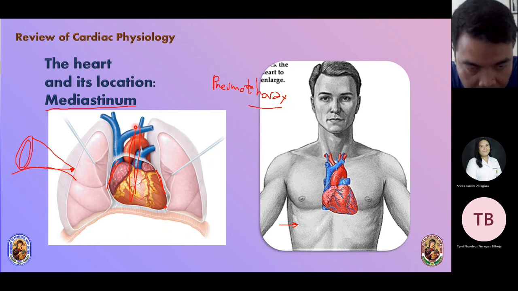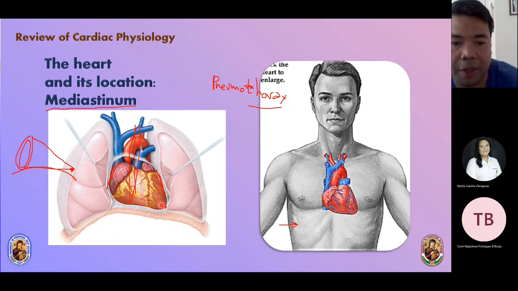Now, going back to the shape of the heart, as we have said earlier, it's like a cone lying on its side. If you look at the orientation of the apex of the heart, it is pointing somewhat downward, because the cone is lying on its side. So this part of the cone is the base of the heart. If you have the apex, you have the base. Correction. This is the base.